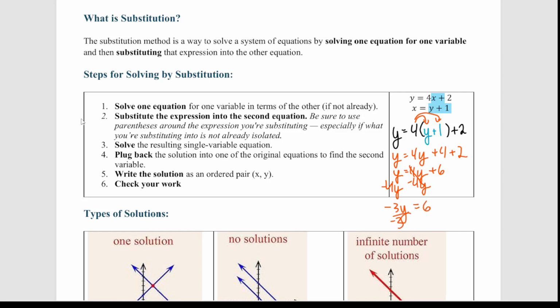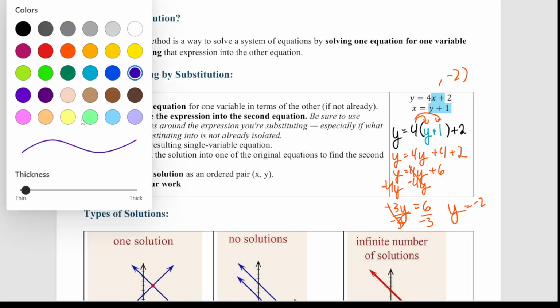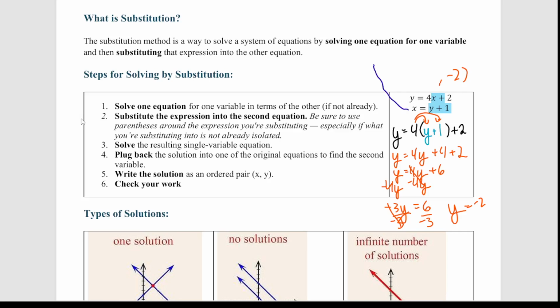And then as a last step, I will divide both sides by negative 3 to give me that y is negative 2. However, I'm not done. I still need to find the value of x. All I've confirmed here is that the y coordinate is going to be negative 2. How will I find x? Well, I want to substitute back into one of my two equations. I think the second one looks a little bit nicer, because I know that x is equal to negative 2 plus 1, so x is equal to negative 1.